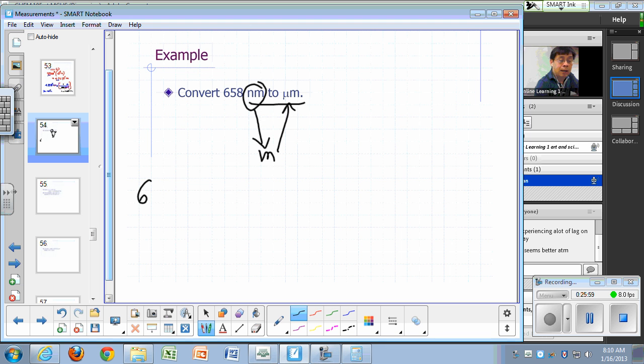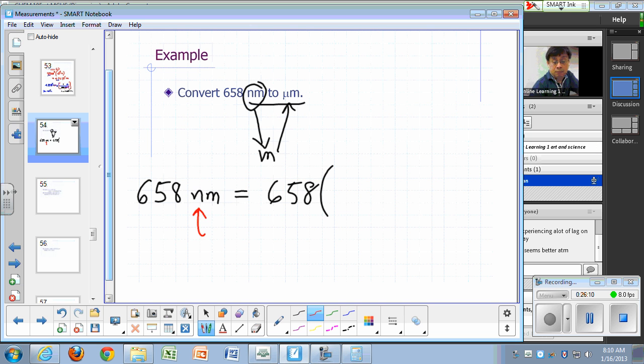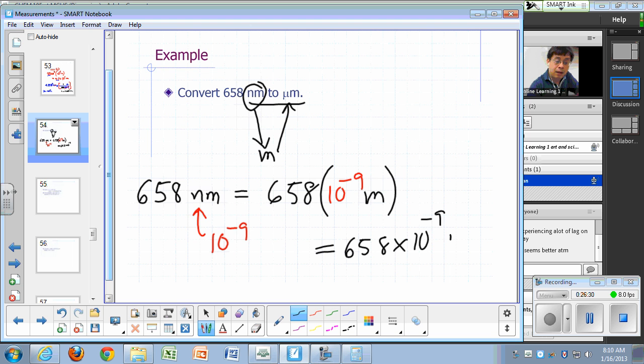You can say 658 nanometers equals 658. What's a nanometer? Nano means 10 to the negative 9. So this is 10 to the negative 9 meters. Okay, so that gives me 658 times 10 to the negative 9 meters.